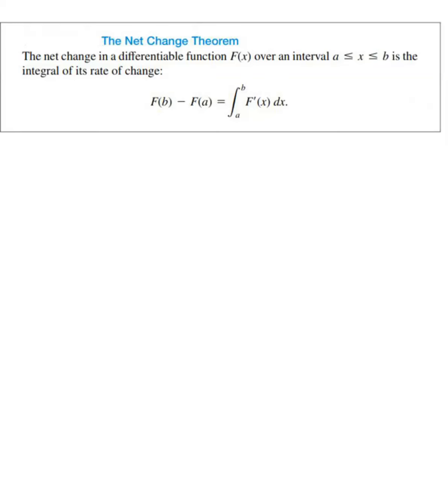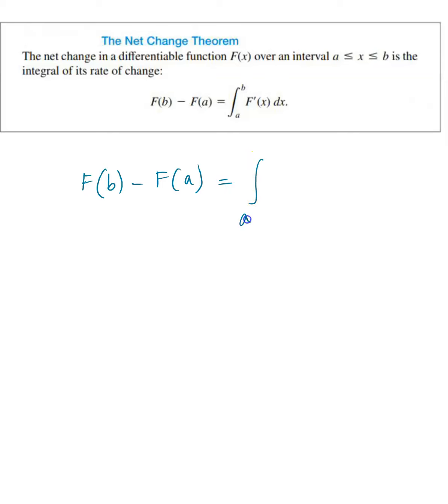So let's read this theorem. The net change of a differentiable function capital F of x over an interval a to b is the integral of its rate of change. Okay, so F of b minus F of a is integral a to b F prime of x dx. Okay, this actually comes in the beginning. It comes from our evaluation theorem, which is FTC2, right?